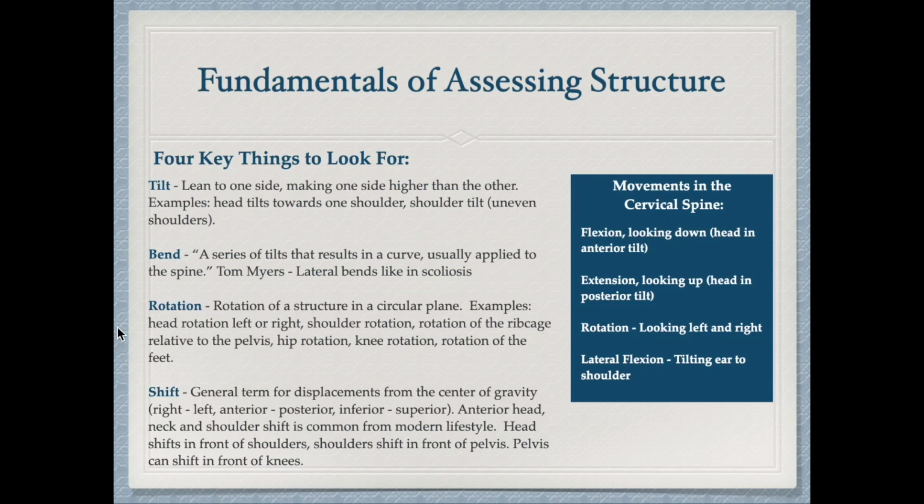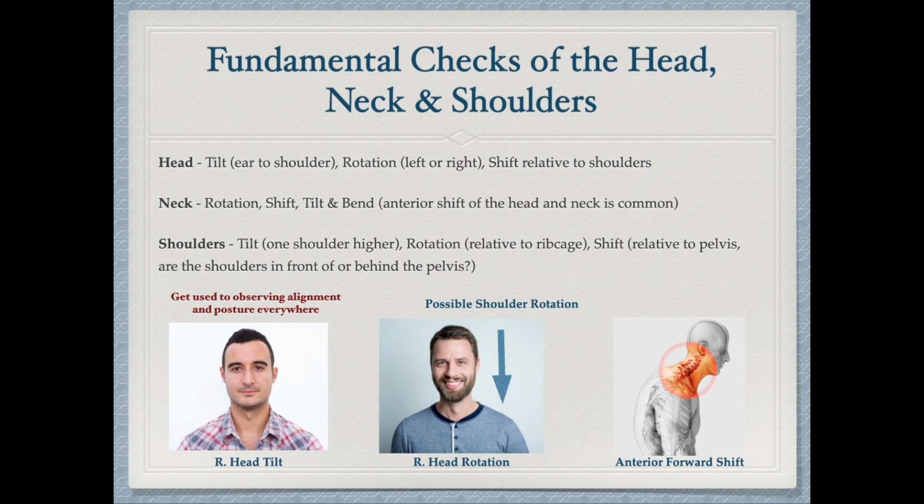Okay, the next term is bend, and a bend is a series of tilts that results in a curve, and it's usually applied to the spine, and this also relates to scoliosis. Now, I'm not going to go into this a whole lot right now. What I do want to talk more about, though, are shifts and rotations, okay? So a rotation refers to the circular plane. So a rotation of a structure in a circular plane. So if you take your head and look to the left or look to the right, then that's a rotational movement. And we also rotate around the spine, we can rotate around the shoulders, we can rotate around various joints.